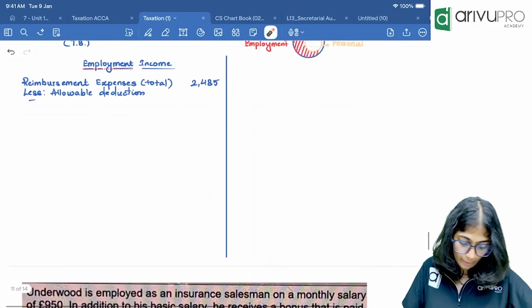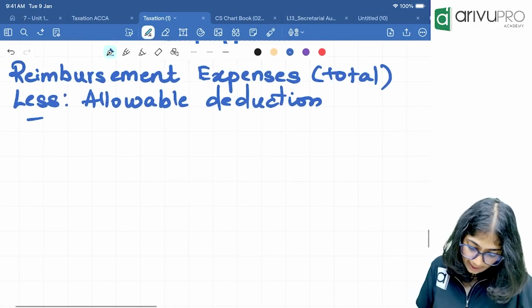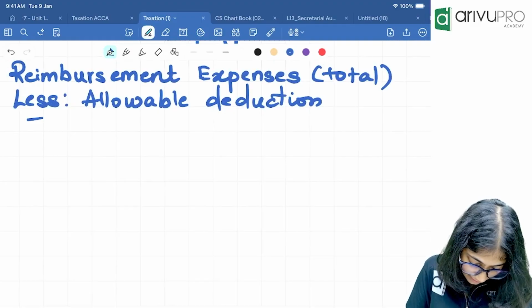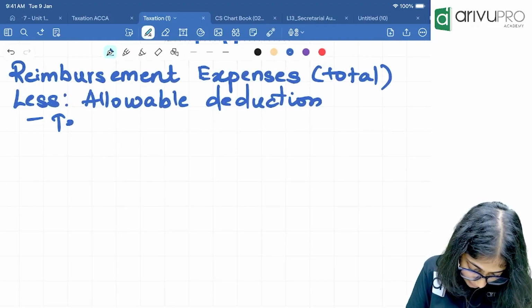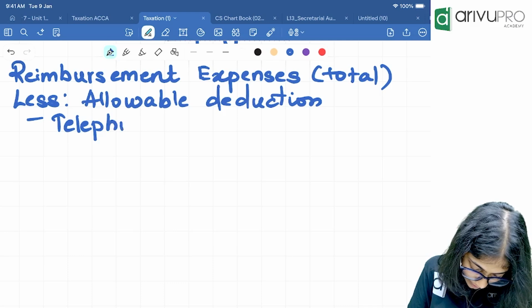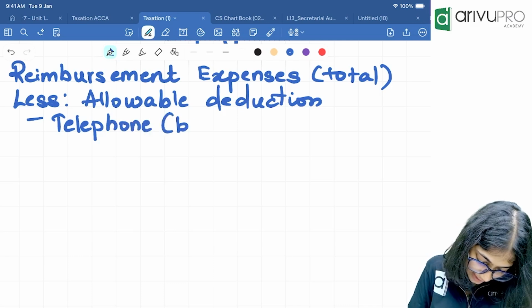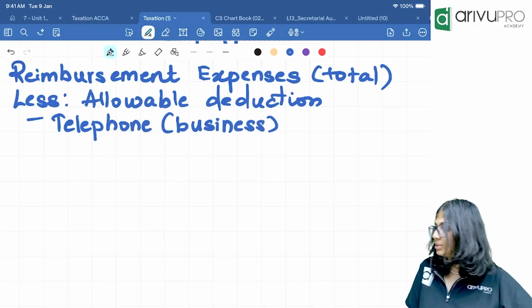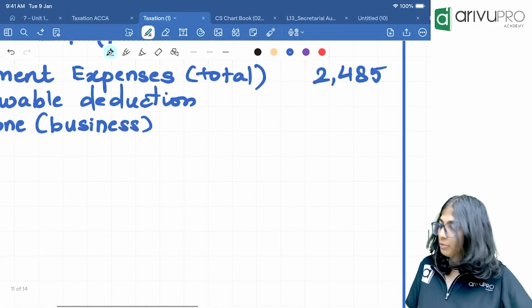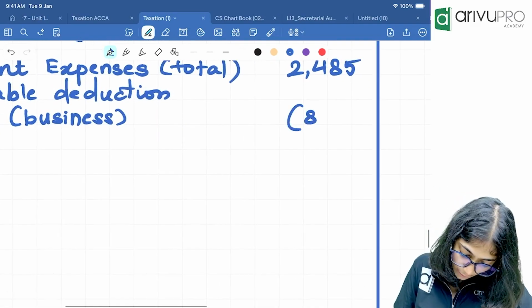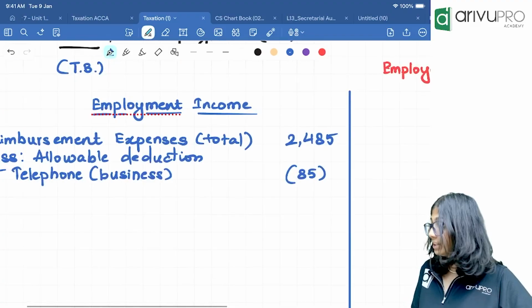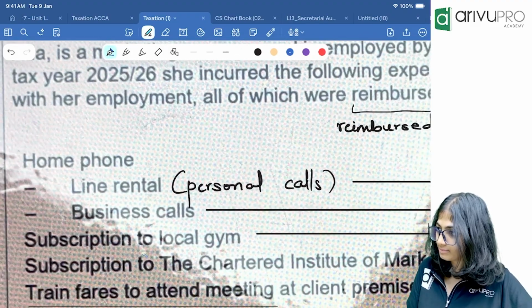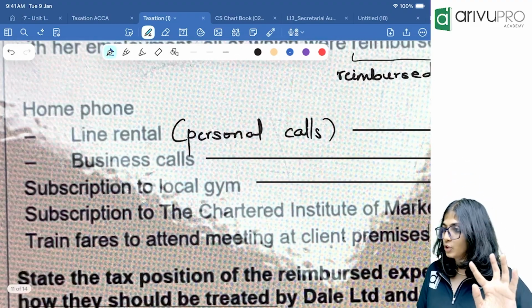Yes. So here I'm going to write, telephone for business. You can write it in any words you can. Okay. Telephone for business. 85 pounds is an allowable deduction. I'm going to deduct it from here. See, both of these methods you're going to get the same amount.